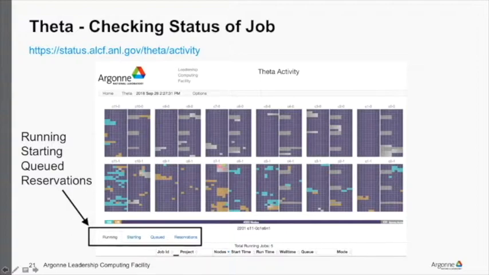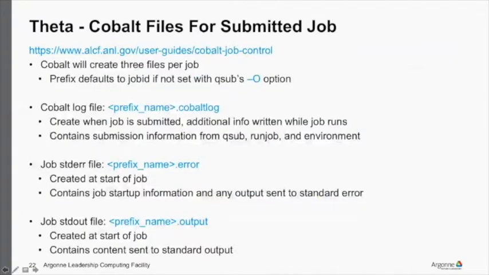As one example, if you wonder why a bunch of nodes on the machine are idle, you could go to this web page and click on the reservations tab, and you may see that a lot of those idle nodes are allocated for a reservation that's in place, like this workshop.